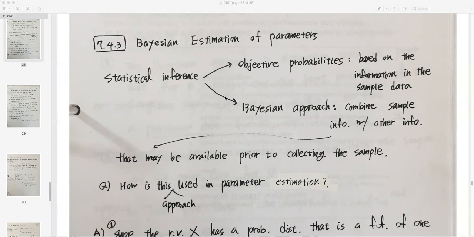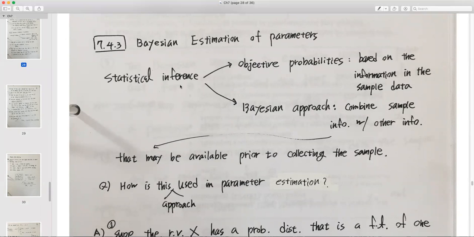Actually, the Bayesian approach is beyond the scope of this subject. Bayesian estimation can be considered as an individual subject. This is really advanced and huge. But we're going to test a little bit of what Bayesian estimation is. All right, so look at this.